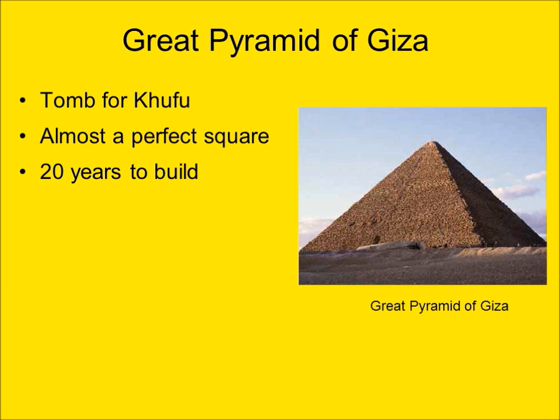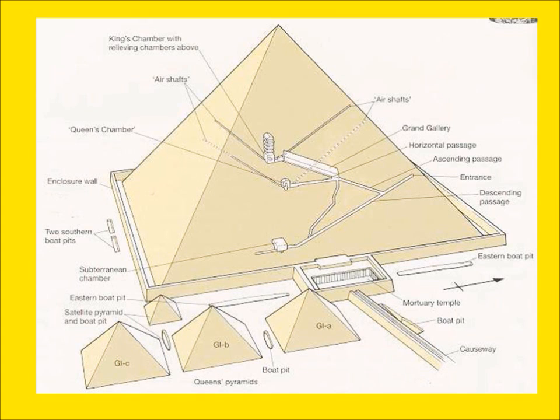2.3 million blocks, about 500 feet high, about 20 years to build. Interestingly, the average block weighs about 2.5 tons, and some of these blocks weighed up to 9 tons. And it's believed that a system of ramps were used, and perhaps logs used to roll the stones to where they needed to be. This is a diagram of a typical pyramid, showing you the entryways, the different rooms within the pyramid, and the ways in which the pyramid would be ventilated.